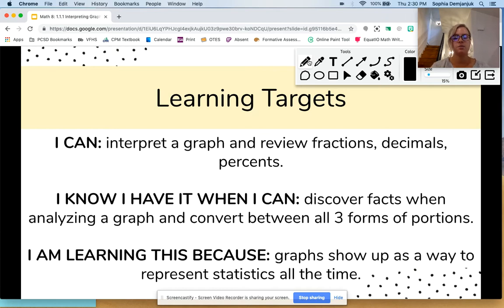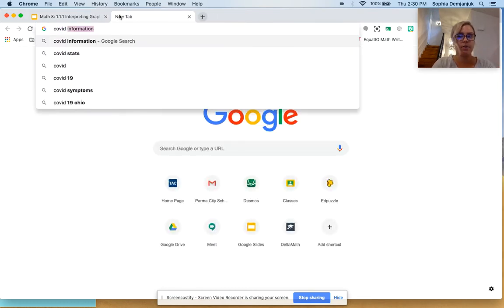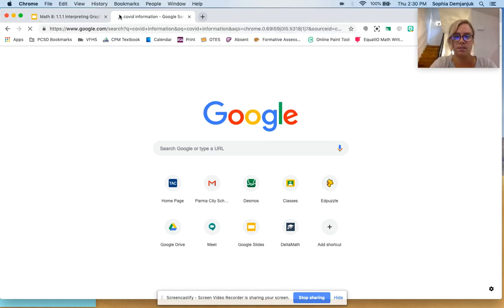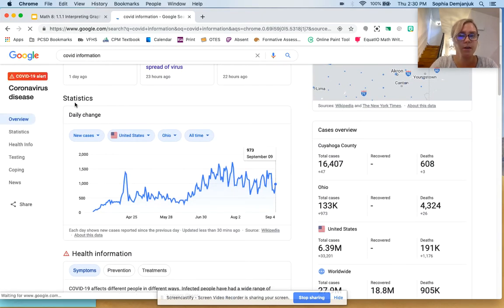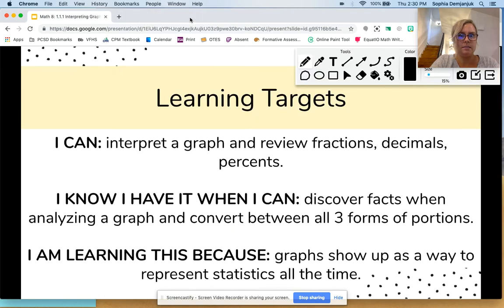And then I'm learning this because graphs show up all the time as a way to represent statistics. So a very recent example of how we need to interpret a graph is COVID. If you were ever wondering about the numbers dealing with coronavirus and you type COVID information into your browser, one of the first things that pops up is a graph, and you would have to analyze and interpret the data that it gives you and figure out what it's telling you. So just a very recent way to show you how interpreting graphs is important.